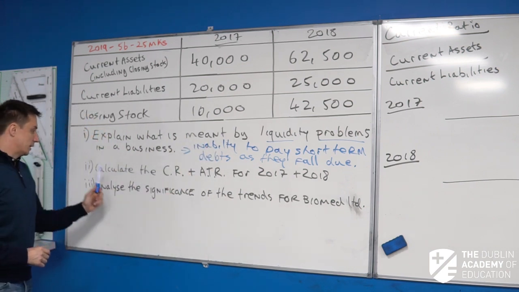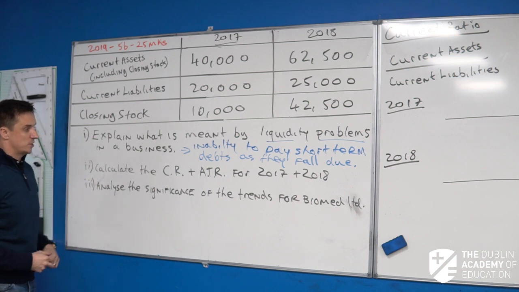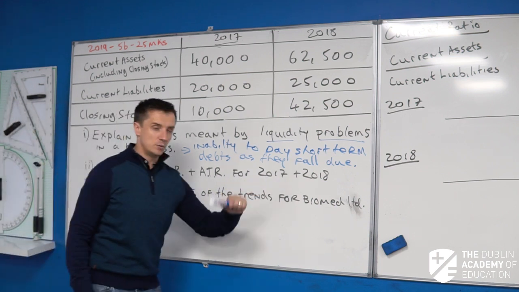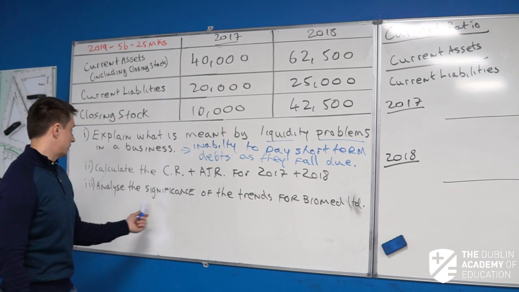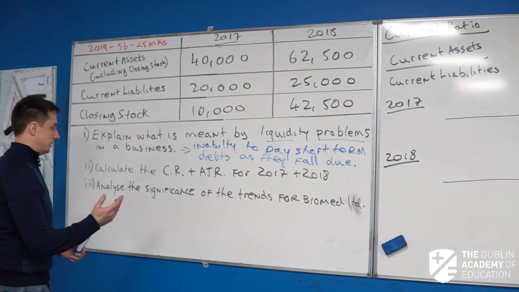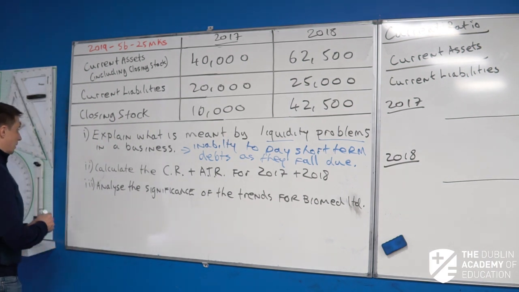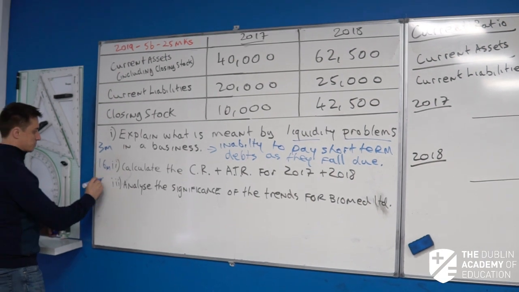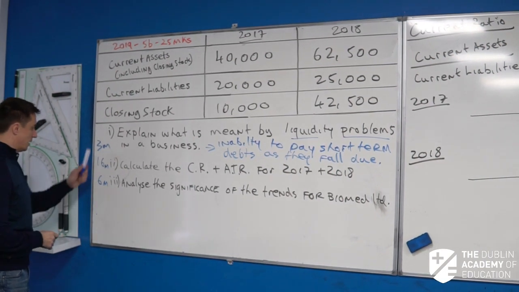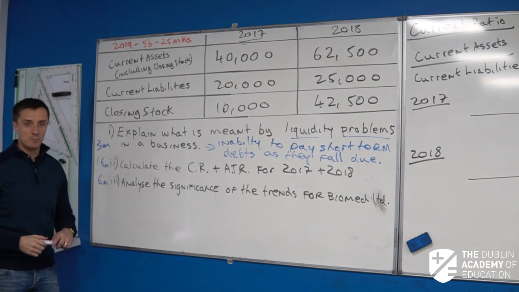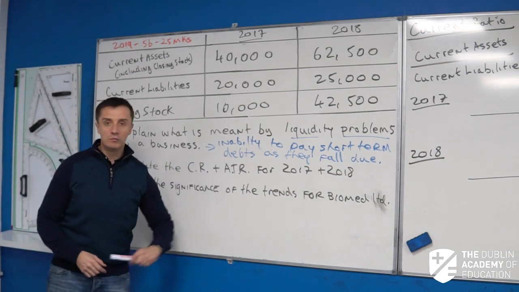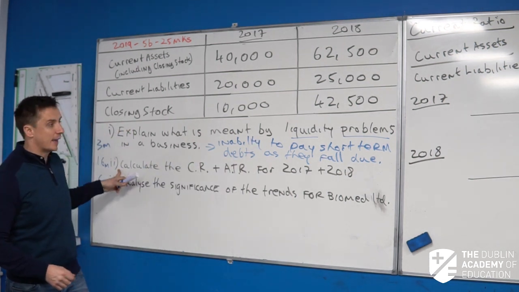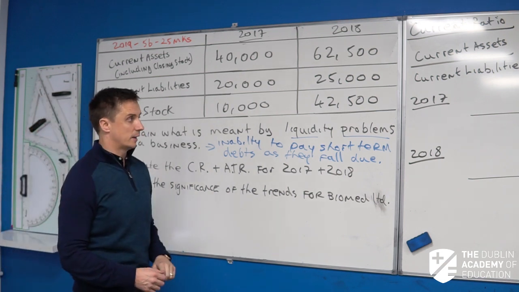Next thing we'll look at, they want you to calculate the current ratio and acid test ratio for 2017 and 2018. We'll jump into that in a second. And then also analyse the significance of the trends, okay? So when we're looking at this question, this part had 3 marks, this part had 16 marks, and this part of the question 6 marks, okay? So that's where we got our 25 marks in that question. So far, we've got our 3 marks, okay? Now we're going to jump in and get our 18 marks for the calculations, okay?